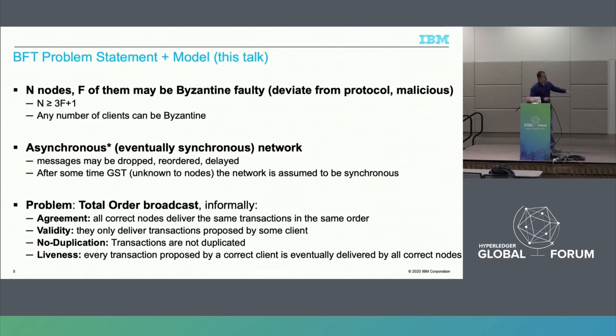And liveness. Essentially, the first three properties are safety properties. They are guaranteed even if the network is completely asynchronous. And liveness, which says that every transaction proposed by a correct client is eventually delivered by all correct nodes, is a liveness property and is guaranteed with synchrony.